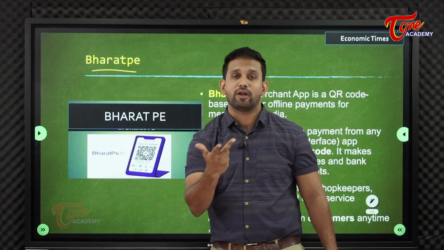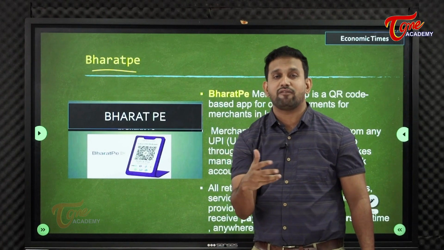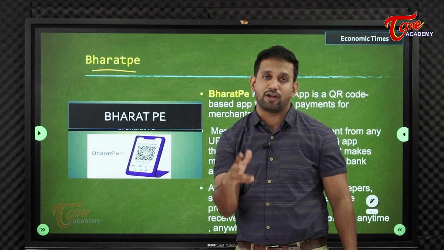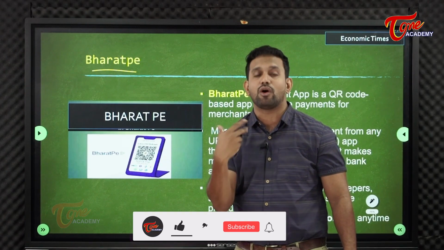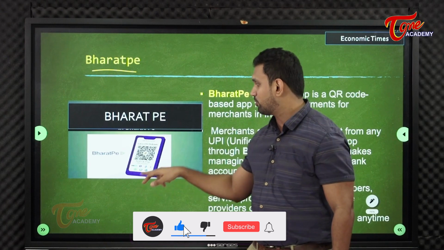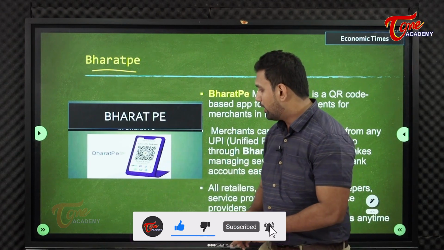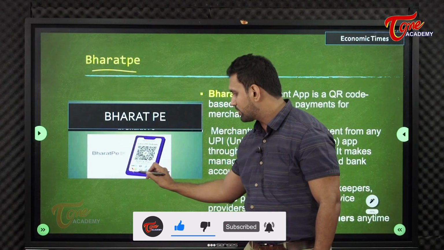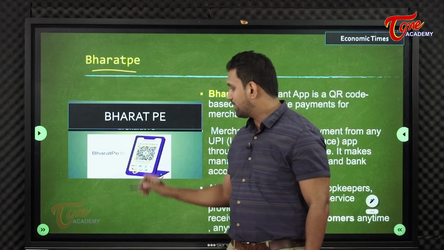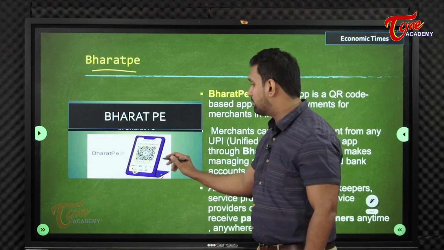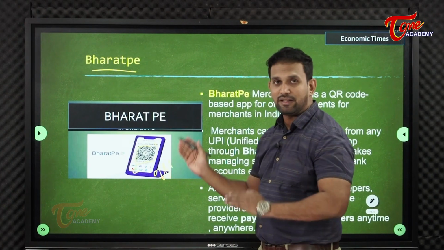Whenever you go to have any ice cream, or you go to have pan, or tea, or you go to a bakery, or even malls are also keeping this. So you will see this particular QR code, right? Okay, you will see here Paytm, WhatsApp, you can pay. So this is a Bharatpe initiative. It is basically given to the merchant, and remember this is offline.